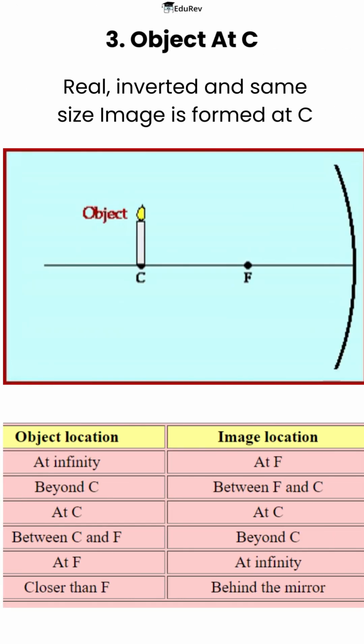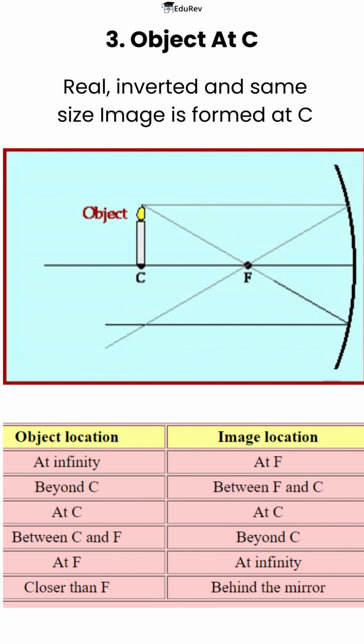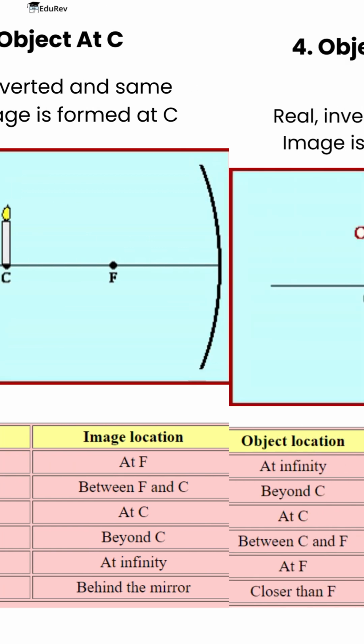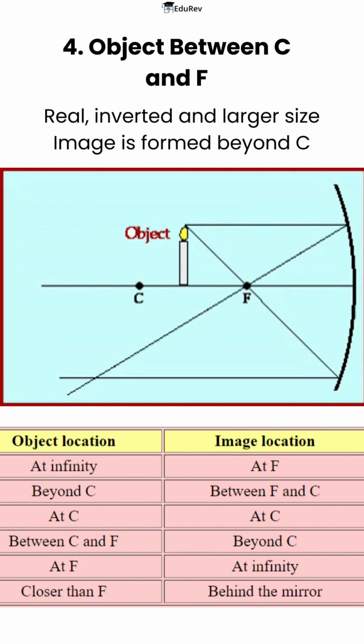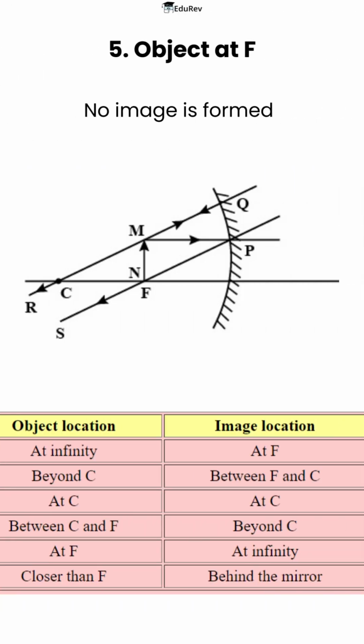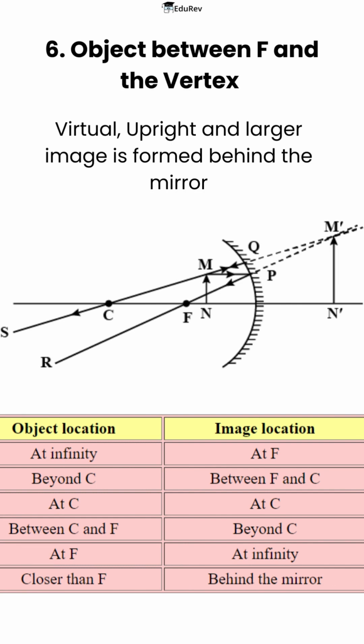When the object is placed at center of curvature, a real, inverted and same size image is formed at center of curvature. When the object is placed between center of curvature and focus, a real, inverted and larger size image is formed beyond center of curvature. When the object is at focus, no image is formed. When the object is between focus and the pole, a virtual, erect and larger image is formed behind the mirror.